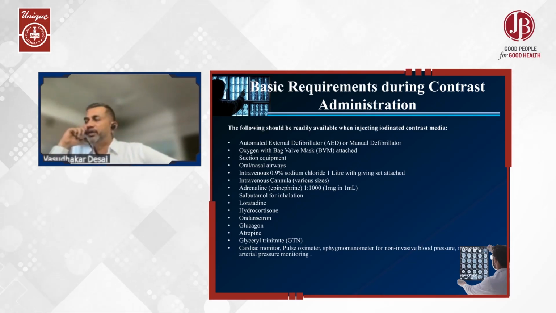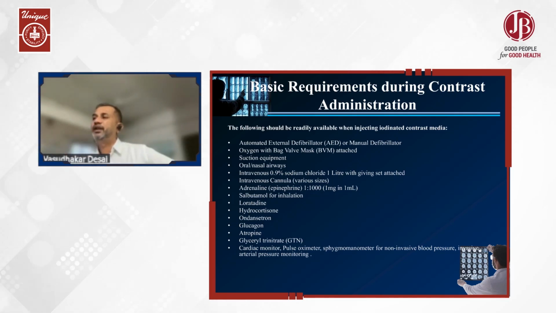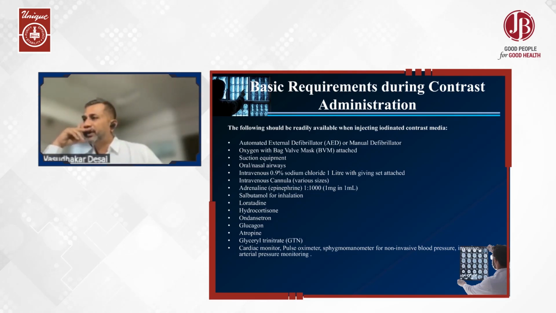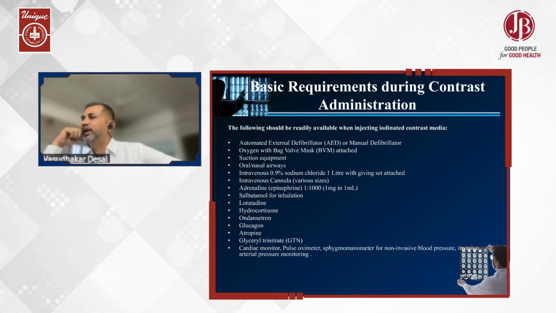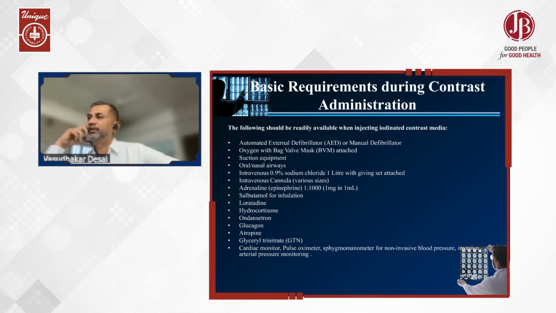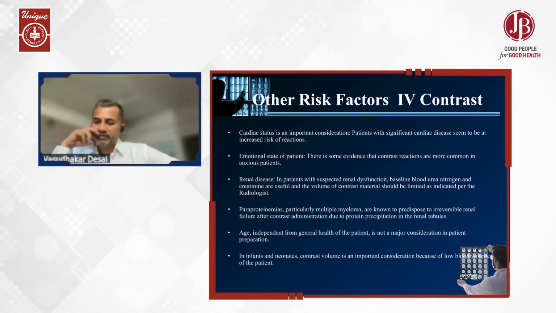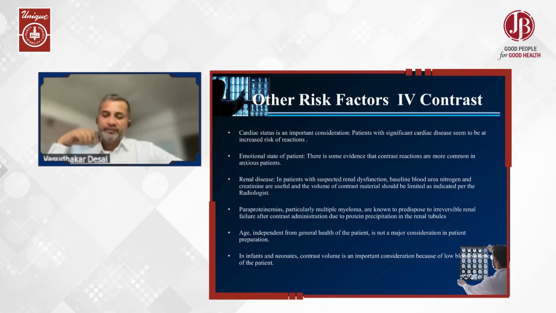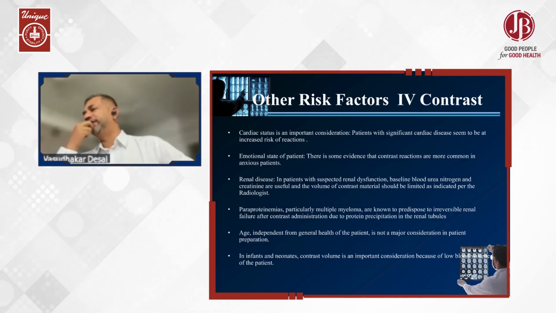The emotional state of the patient also plays a very important role, because if the patient has anxiety, the patient will not be stable. Until the patient is stable, you cannot get a good image. Then renal disease: the blood urea nitrogen and creatinine should all be considered beforehand. Paraproteinemias and multiple myeloma matter because blood viscosity increases. So interpretation and clinical awareness should be ensured for accurate diagnosis.